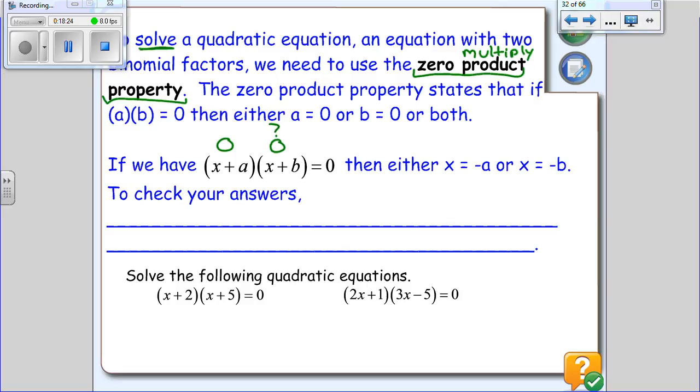So if I'm trying to figure out what x is, and I have x plus a as this binomial, then x has to be the opposite of whatever that was. So x has to equal negative a. And that's this part right here. X equals negative a. That would make this thing equal to 0. What would make the second binomial equal to 0? If x equaled negative b. So this question would have two solutions. It would have x equals negative a and negative b.